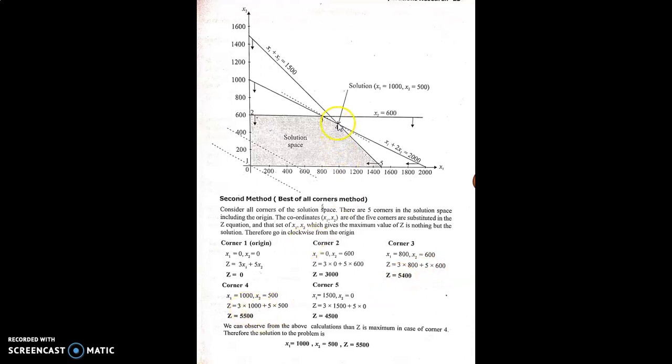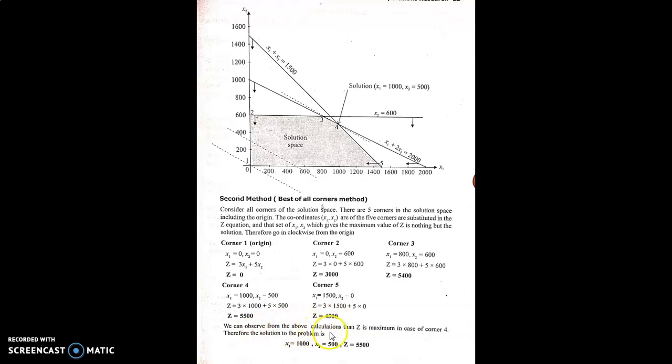Next, move on to corner number 4. Here x1 is 1000 and x2 is between 400 and 600, that is 500. Again put it in the main equation. You will get the z value as 5500. After that, corner number 5. Here x1 is 1500 and x2 is 0. So you will get z as 4500.